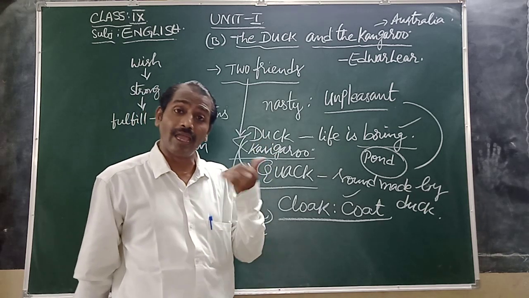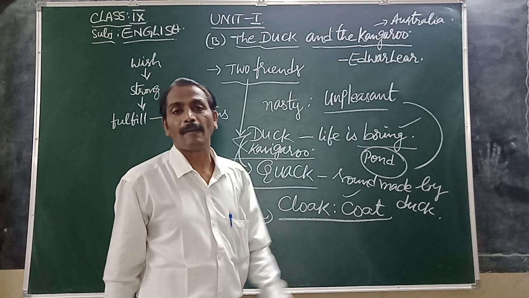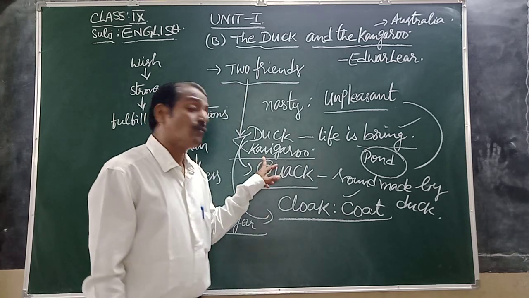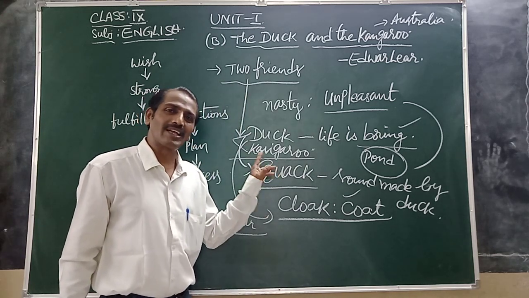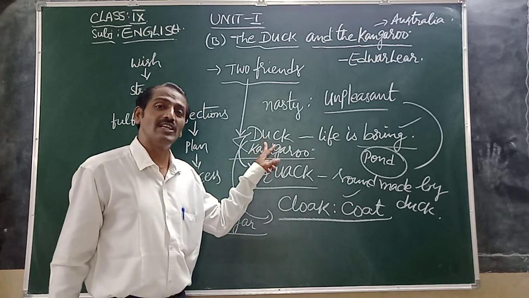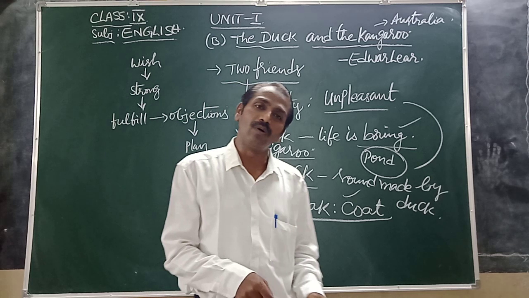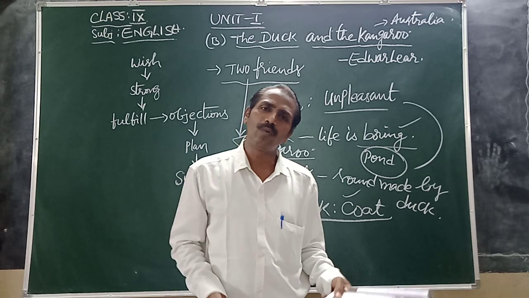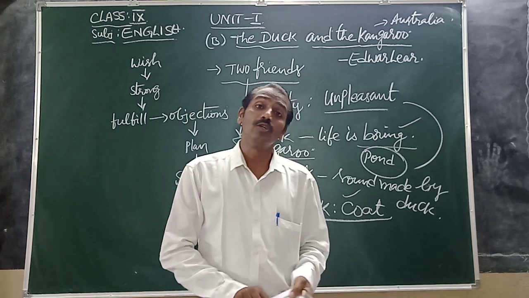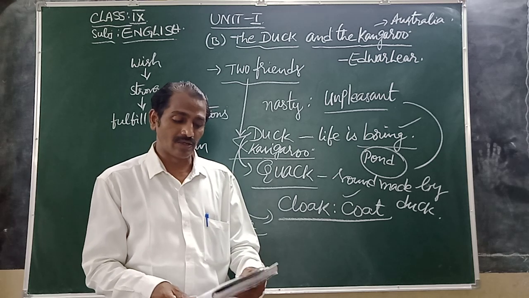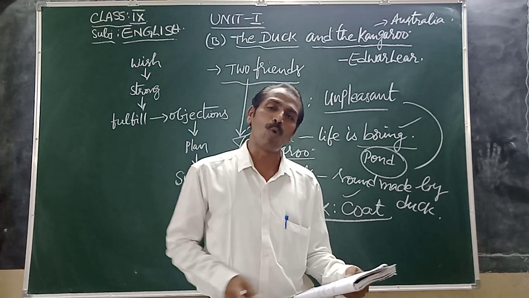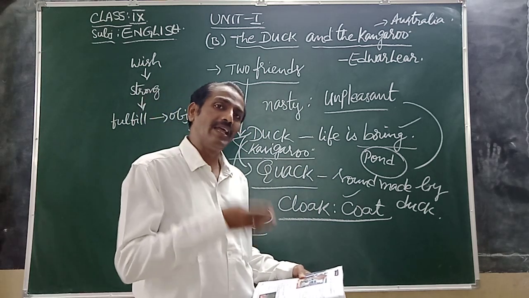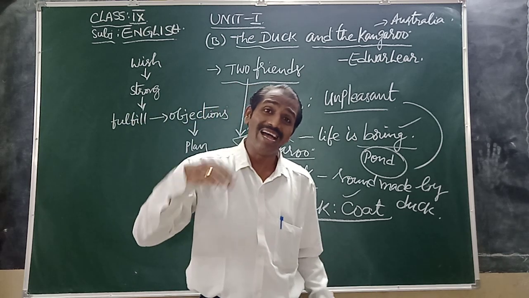The duck's wish was fulfilled by the kangaroo, so the duck was so happy. And why is the kangaroo also happy? Because the kangaroo fulfilled the duck's wish. Both are happy because each is fulfilled by the other. Here two friends help one another.